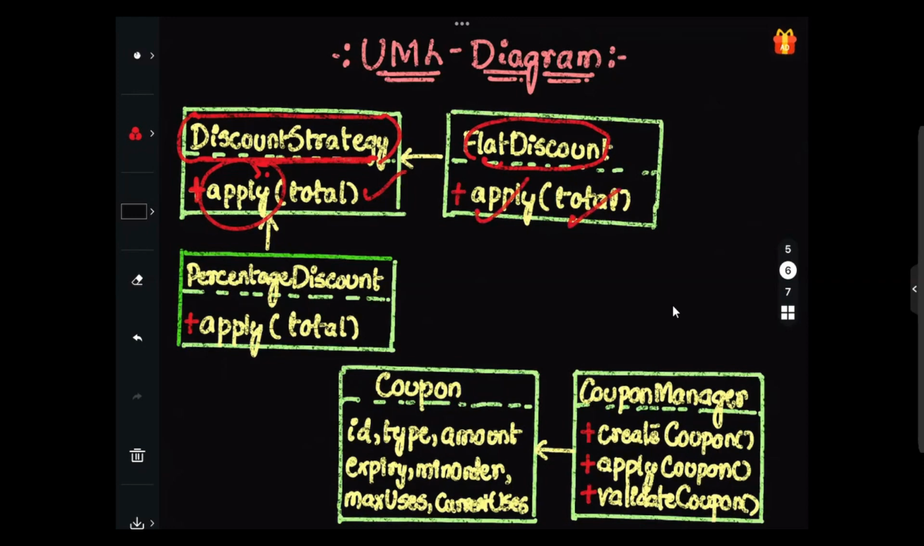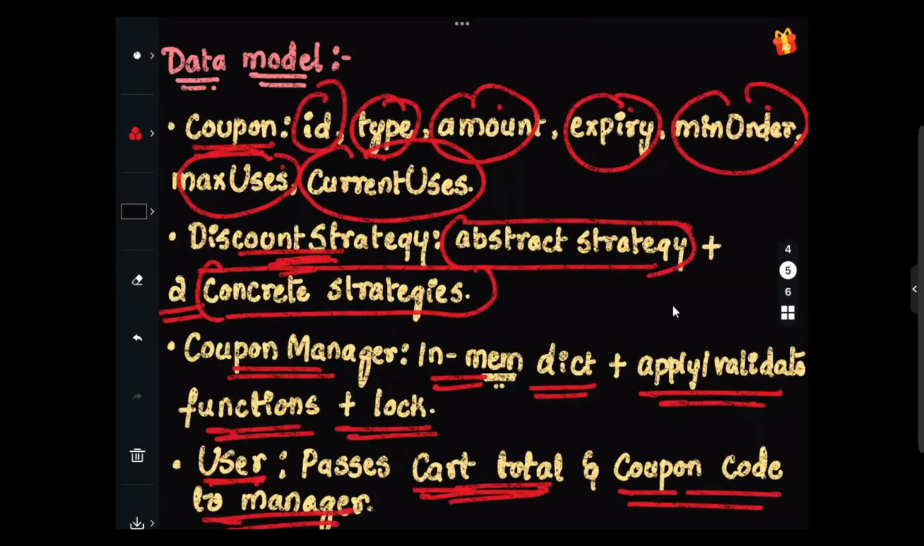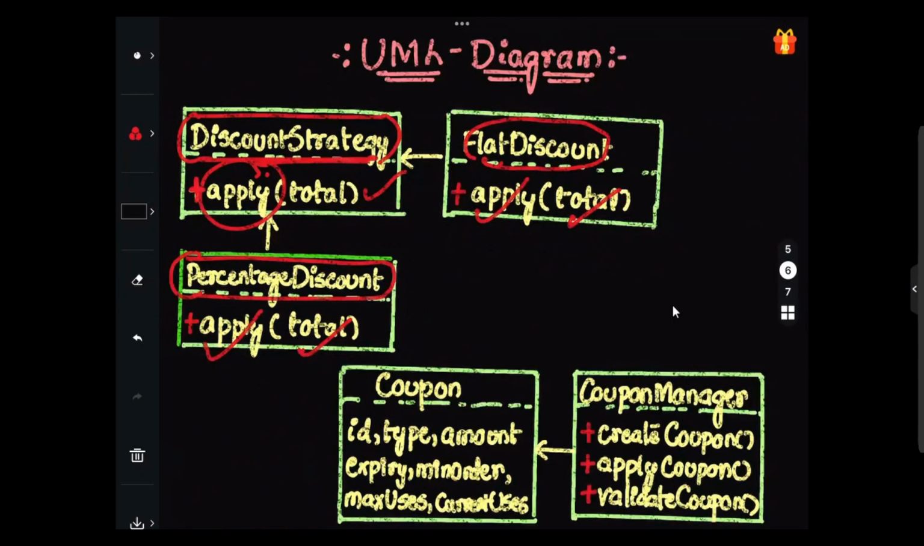Then we'll be going with a percentage discount. Percentage discount is completely dependent on the discount strategy class. There also we'll be going with the apply of total method, right? If you remember, we are going with the factory pattern, the strategy pattern mainly, and the singleton pattern as well. So apply of total, apply of total, apply of total, three methods within discount strategy, flat discount, as well as the percentage discount.